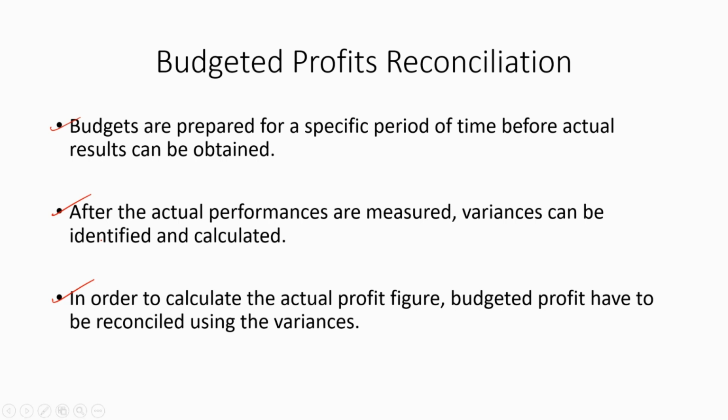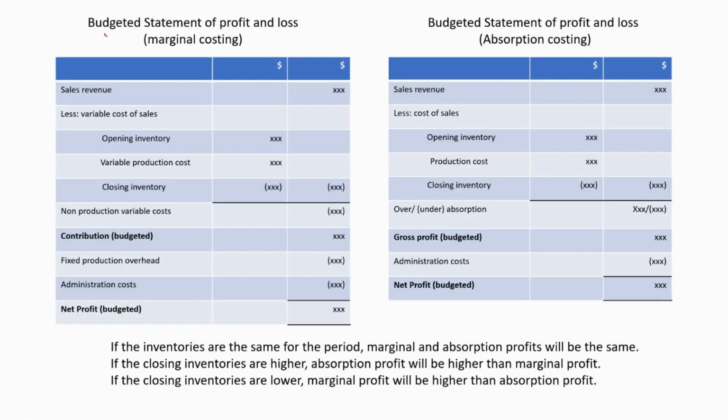So now what we have to do is reconcile the budgeted profit using the variances in order to arrive at the actual profit figure. Now you know about these statements. These are the budgeted statements of profit and loss. This is for marginal costing and this is for absorption costing. These are the financial statements we prepared under budgeting.